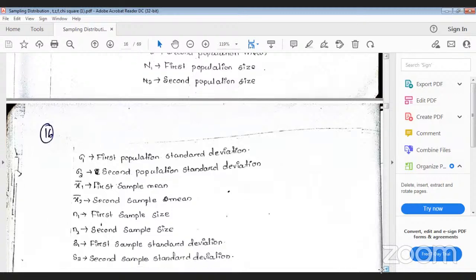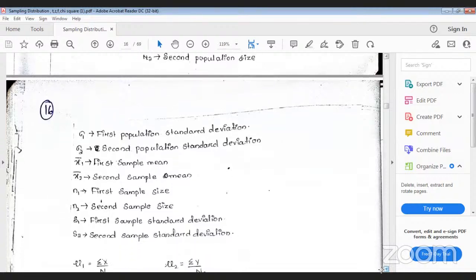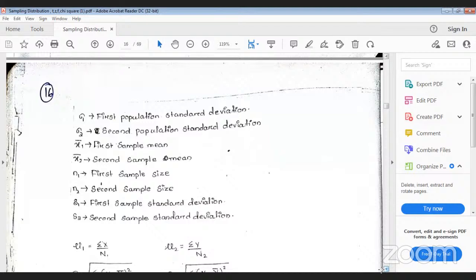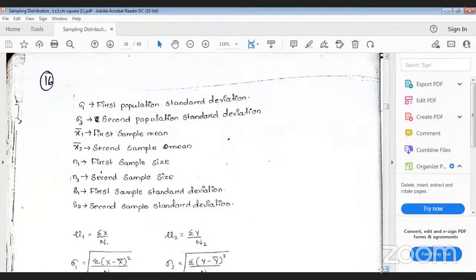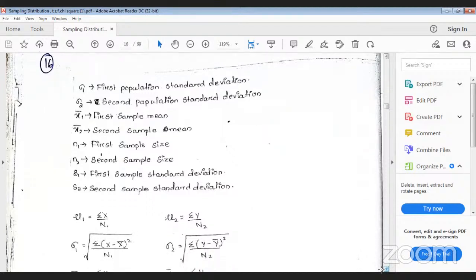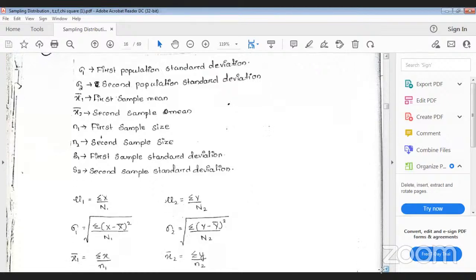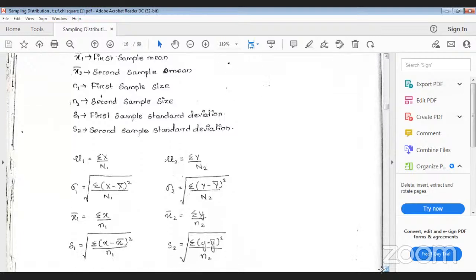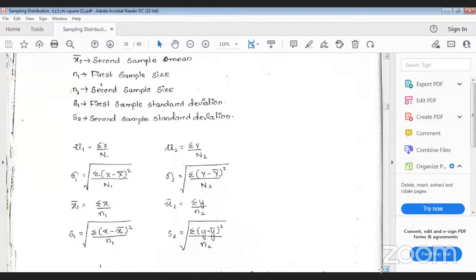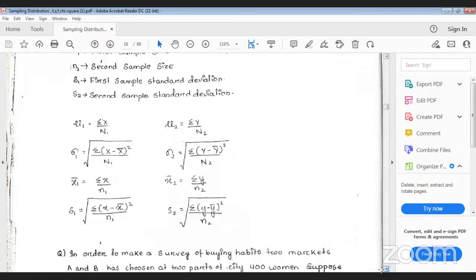Sigma 1 is the first population standard deviation, sigma 2 the second population standard deviation. Similarly, x1 bar is the first sample mean, x2 bar the second sample mean, n1 the first sample size, n2 the second sample size, S1 the first sample standard deviation, S2 the second sample standard deviation. Everything is written here, along with how to calculate it and the formula.